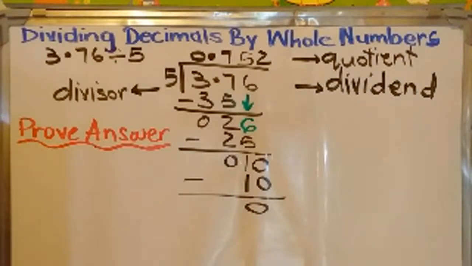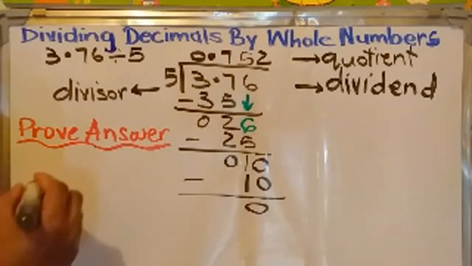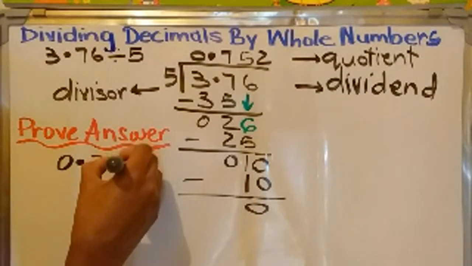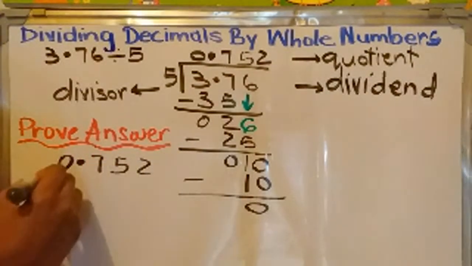We're now going to check to see if our quotient is correct. How do we go about checking if our quotient is correct? You take your quotient and multiply it by your divisor. And if you get your dividend, then that is going to tell you exactly that your quotient is correct. All right, so let's prove to see if our answer is correct. All right, so remember, I'm going to take my quotient, which is 0.752, and I'm going to multiply it by 5.